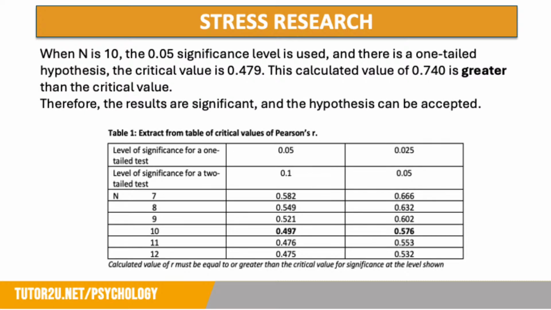Now, this is how I'm going to write it up. When n equals 10, so number of participants, the level of significance is 0.05, one-tailed hypothesis, the critical value is 0.947. There are two highlighted there because we're just trying to trip you up, really. You might have been in the wrong column. So we've got a result that's significant and we're going to accept our experimental hypothesis. Okay, that's the first one.